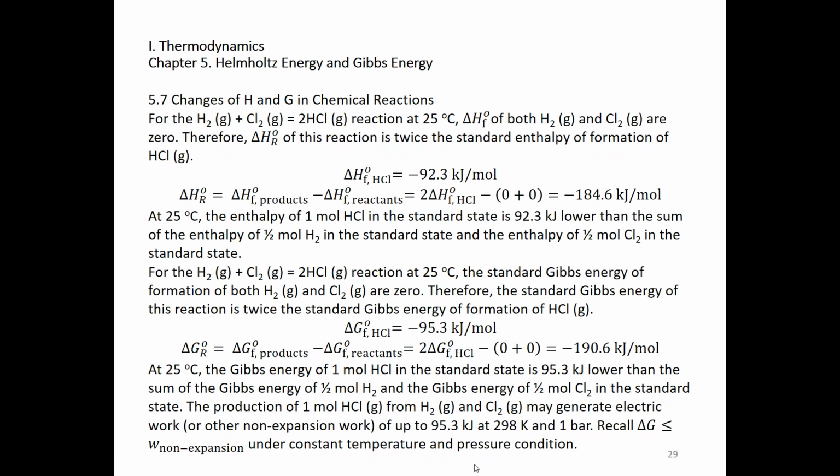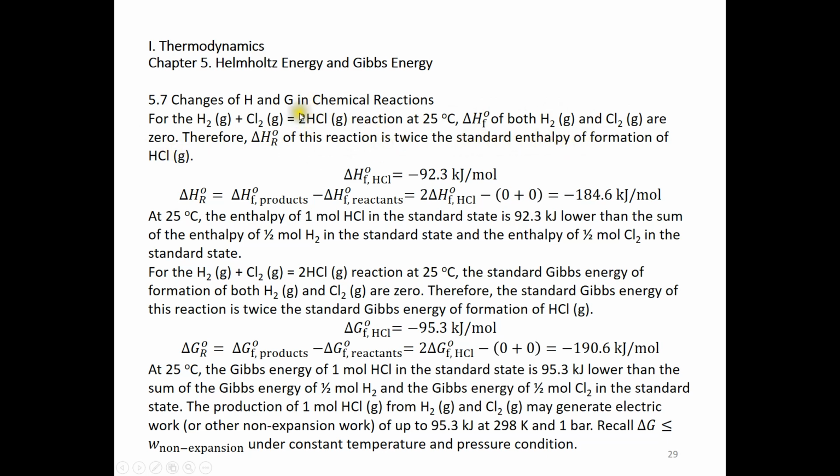Now let's look at a few examples for this reaction. From H2 and Cl2, we get two HCl molecules at room temperature. The enthalpy of formation of H2 and Cl2 are both 0 because these two are pure elements, and we have room temperature, and this is the standard state. That means the enthalpy of formation of H2 of 1 bar at room temperature is 0. Same for chlorine. The standard enthalpy of reaction is twice the standard enthalpy of formation of HCl.